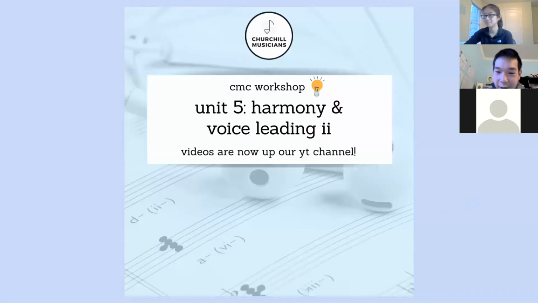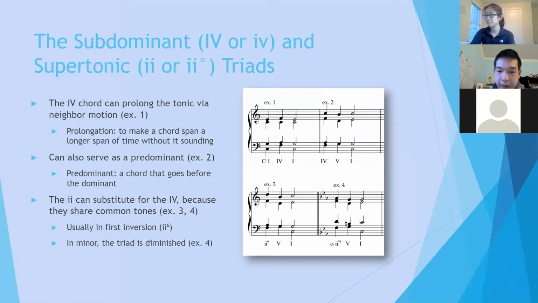Today we will be going over Unit 5 of AP Music Theory, which covers chord progressions and predominant functions. Okay, so we're gonna start with the subdominant and supertonic triads. So the subdominant triad, or the four chord, can prolong the tonic via neighbor motion.